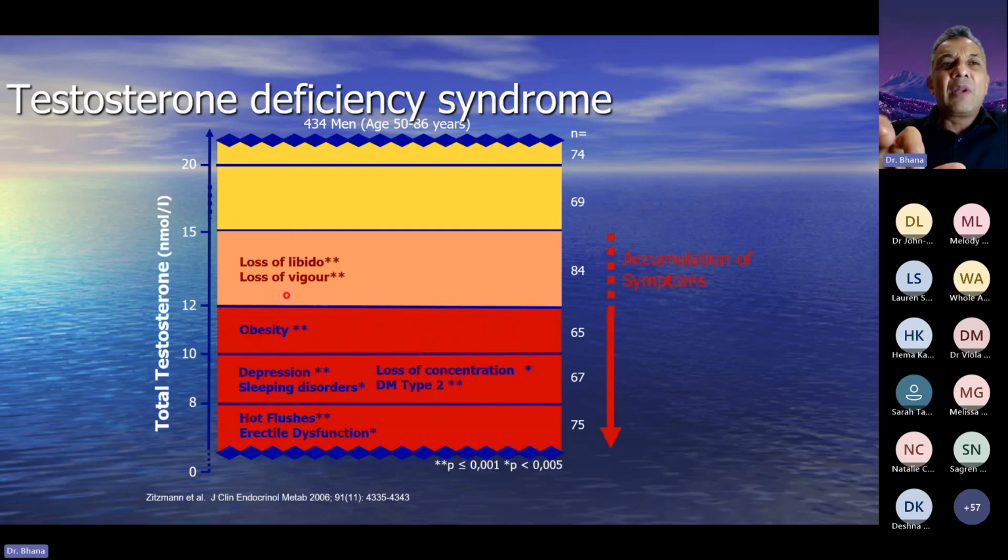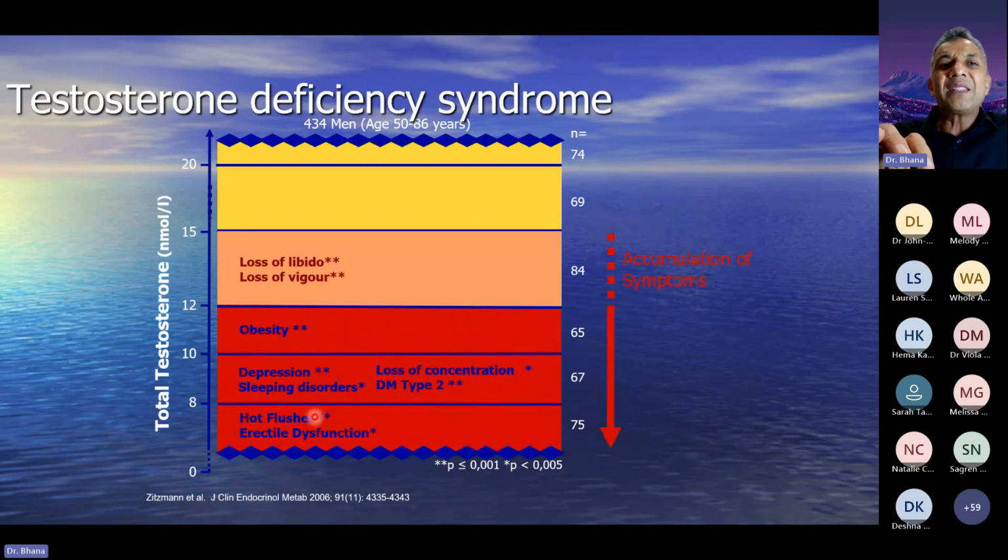Once it starts going below 12, you start getting obesity. So the low testosterone is contributing towards obesity, but I'll show you later that it's an incestuous circle. Once it goes below 10, low testosterone directly affects mood, being a cause of depression. It affects sleep architecture, causes loss of concentration, and actually is a risk factor for type 2 diabetes.